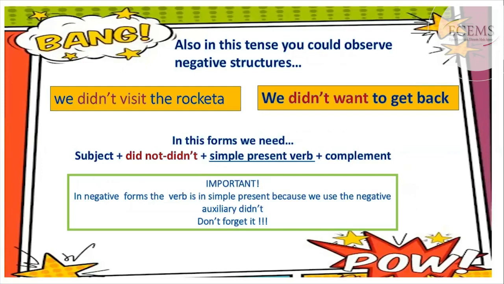Also, in this tense, you could observe negative structures. We didn't visit the Roqueta. We didn't want to get back. In these forms, we need subject plus did not or didn't plus simple present verb plus complement. Important, in negative forms, the verb is in simple present because we use the negative auxiliary didn't. Don't forget it.